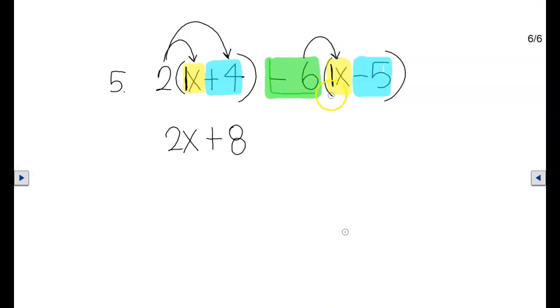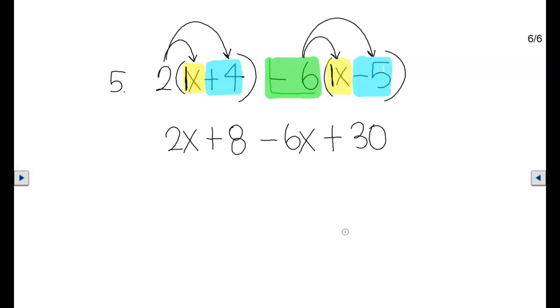Negative 6 times 1 is negative 6. Don't forget to reattach his x. And then you're going to do a negative 6 times a negative 5. So this is negative 6 times negative 5. That's a positive 30. So plus 30 because he's positive.